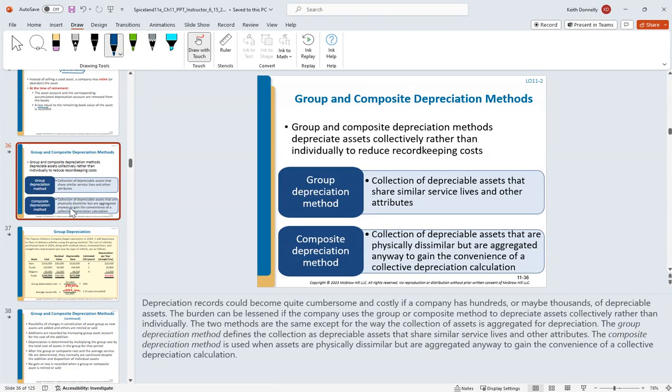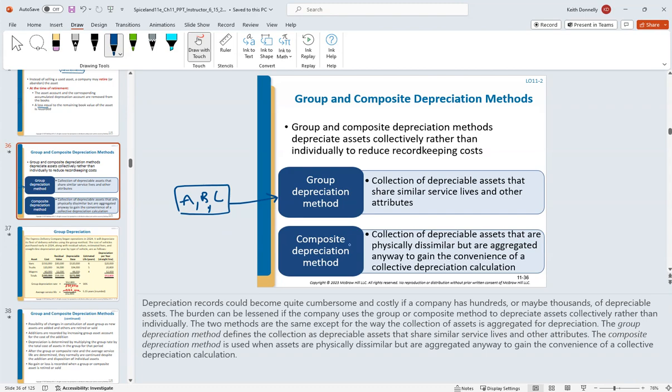Group and composite depreciation. So this is just saying that it can be a headache if you have hundreds or thousands of assets to individually depreciate each one. So we may make a group of assets, right? Like A, B, and C, we're going to throw that into a group and depreciate it as a single item under group depreciation.